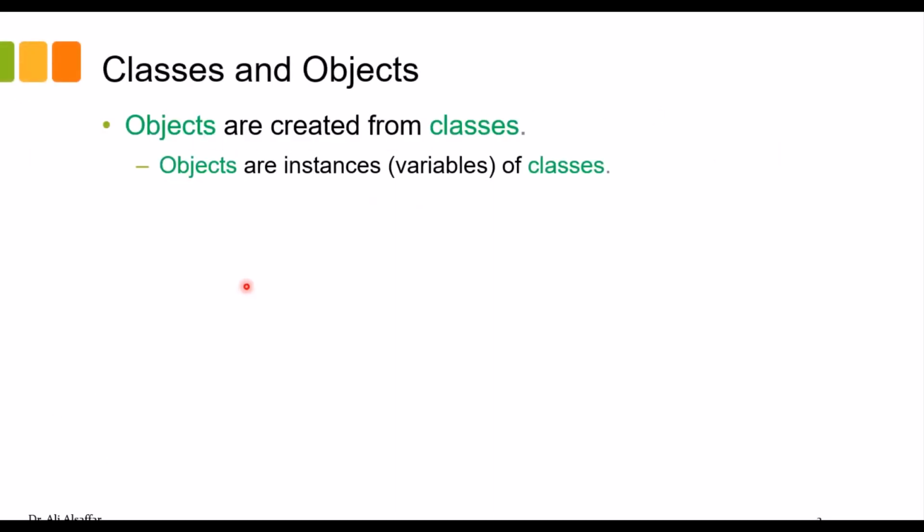So what are classes and what are objects? Objects are created from classes. The objects you create are called instances or variables of classes.